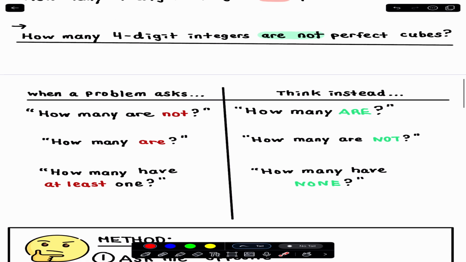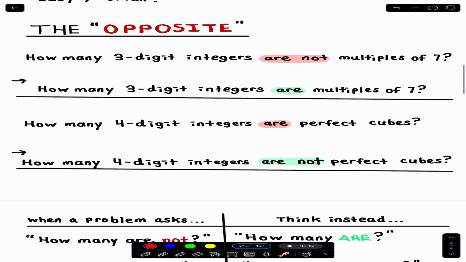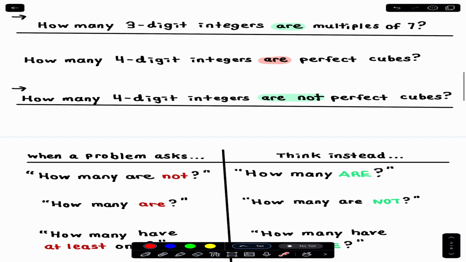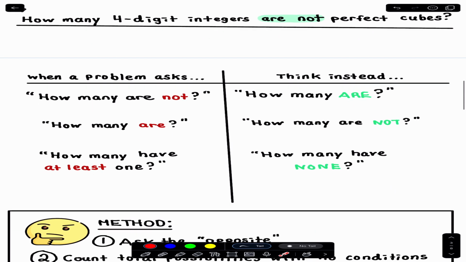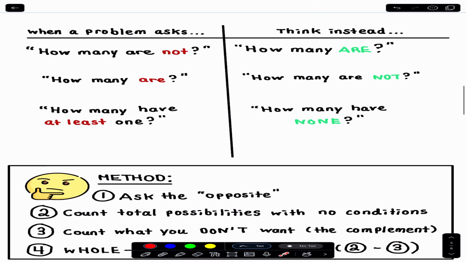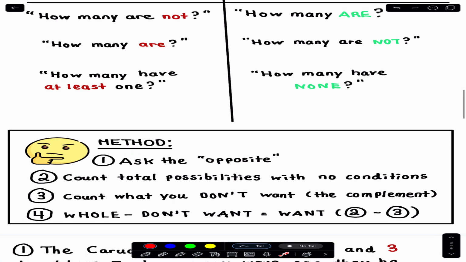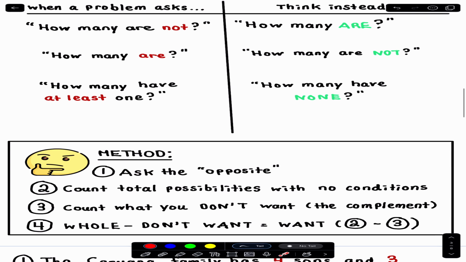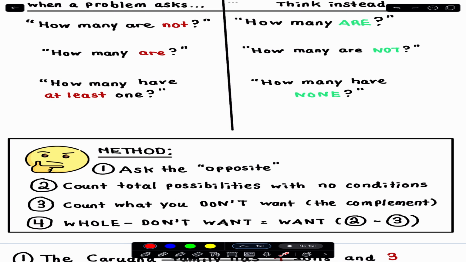So now that I've given a brief introduction to what complementary counting is, the idea of the opposite, and some of the most common ways a question can be phrased, let's go over a little workflow. This is going to be our main method. It's going to be a 4-step process, and this is how we're going to approach every complementary counting problem.